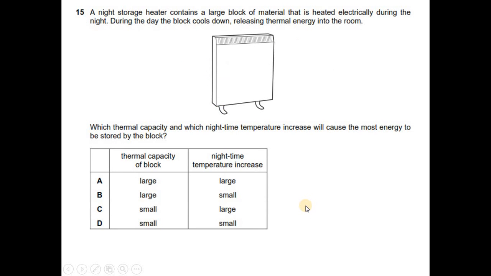Question number 15. A night storage heater contains a large block of material that is heated electrically during the night. During the day, the block cools down, releasing thermal energy into the room. Which thermal capacity and which nighttime temperature increase will cause the most energy to be stored by the block?